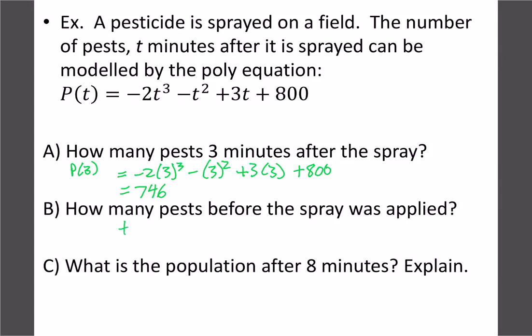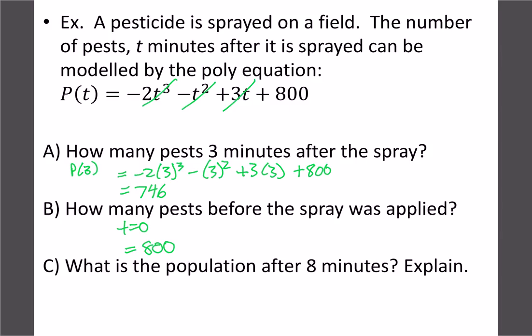Part B, it's asking how many pests were there before the spray was applied. So that's going to occur when time is 0, right, before we start to do anything. So once again, you can put 0 into the equation, but we can see that wherever there's a t, that's going to equal 0. So basically what we're looking for is our y-intercept, which would be 800. So that means we started with 800 pests.